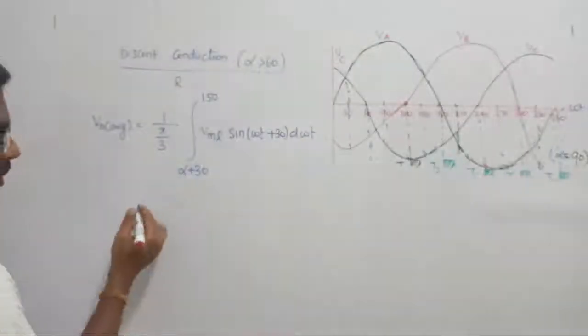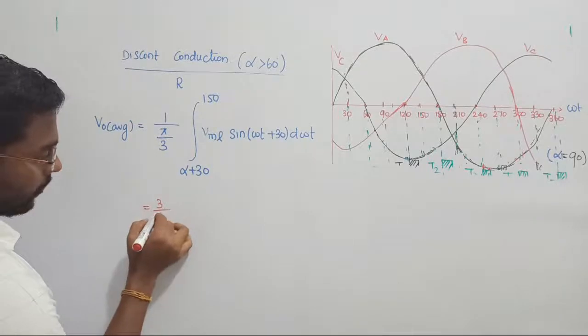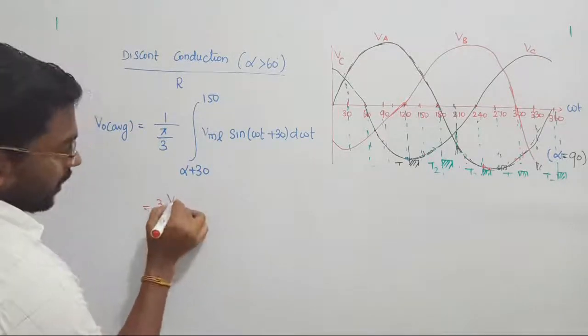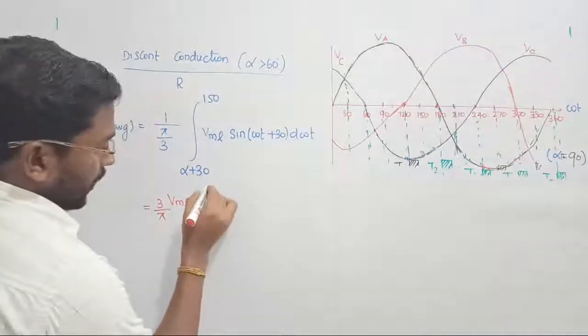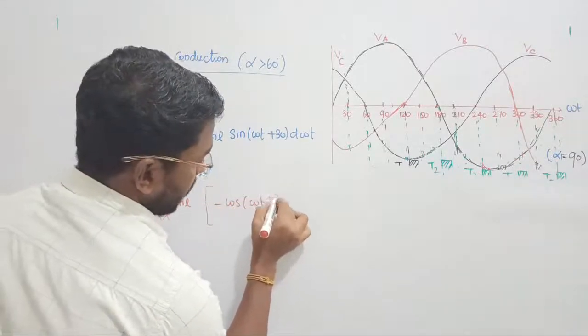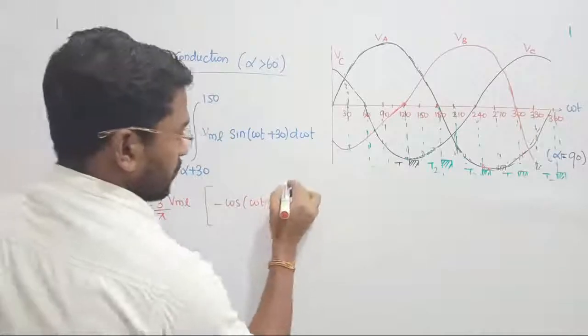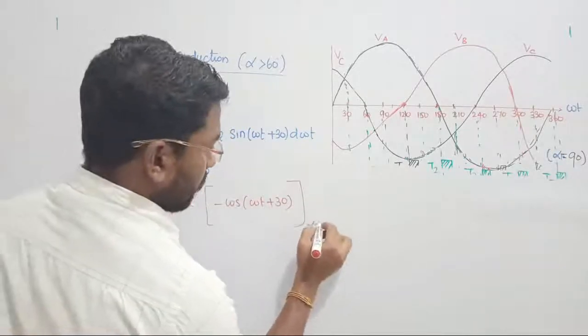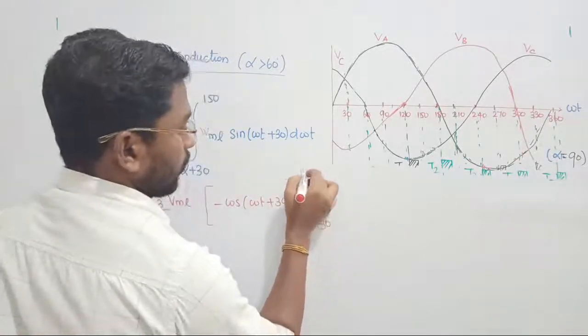Shall we continue? Yes. Let us proceed. 3 by pi, right? V_ML you can take it out. Integration of sin omega t will become minus cos of omega t plus 30. Let us go ahead. Limits are going from alpha plus 30 to 150.